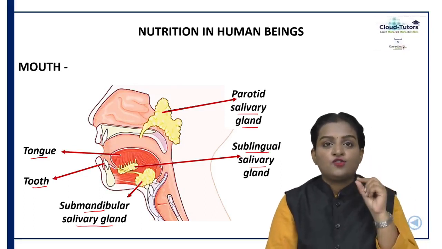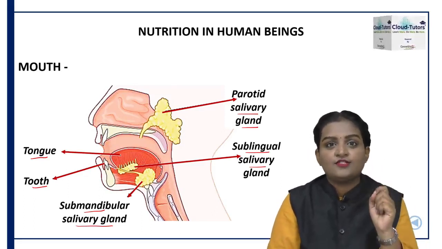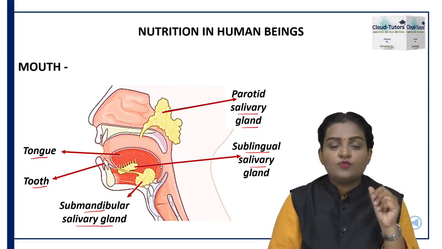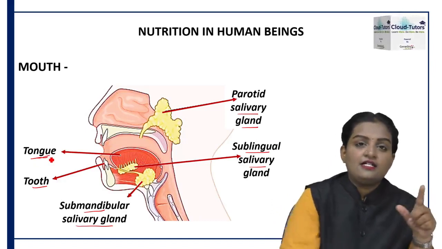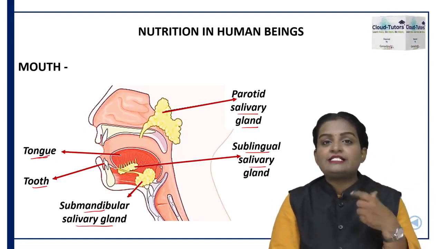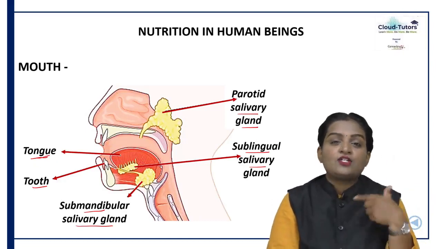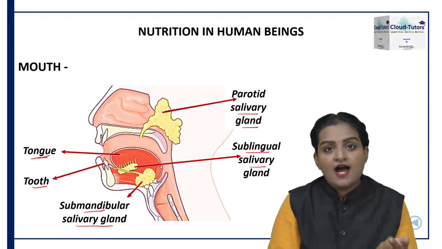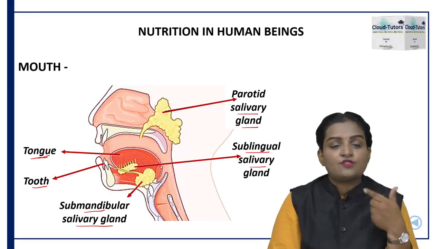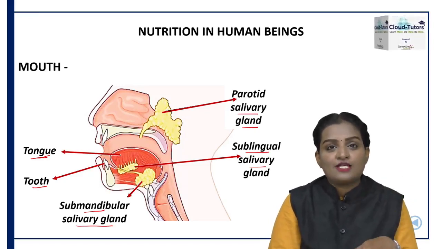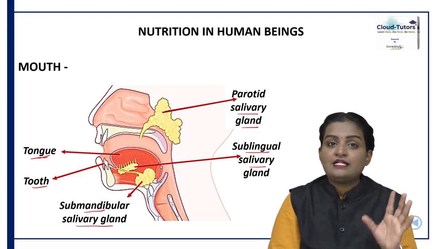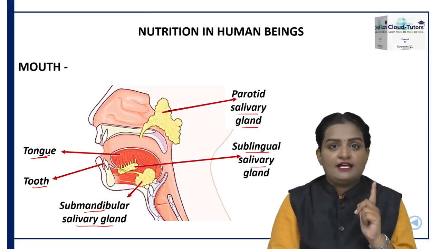First, if we take tooth, it helps in mechanical digestion. So it will crush the larger food molecules into smaller forms, so enzymes can easily act on it. Second is tongue. Tongue, even though it has taste buds, that doesn't help in digestion. It actually mixes saliva and the food thoroughly so that the enzymes can easily act, and food can also pass through the pharynx and esophagus easily. So it helps in mixing food with saliva.